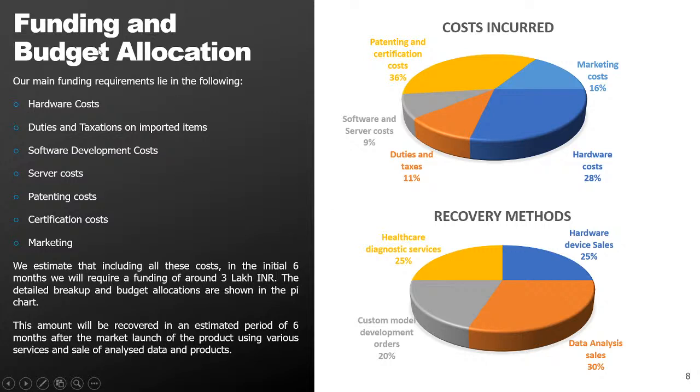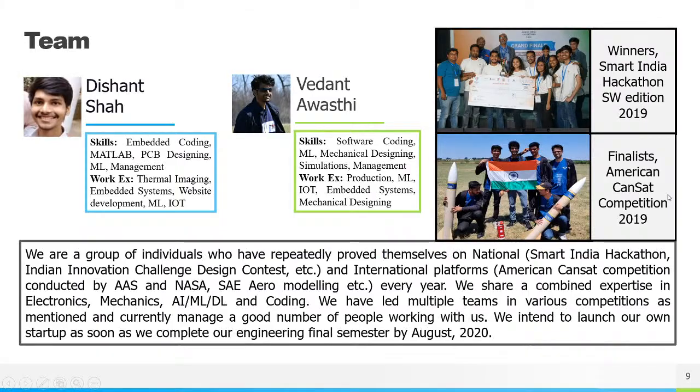This is what our cost incurred and recovery method pie charts look like. As I mentioned earlier, the hardware costs and the patenting costs are the main costs that will be incurred. We intend to recover these costs through our data sales and data analysis sales, so we are trying to develop our own data set. We intend to recover mainly using that, and hardware devices and the service models will be the other sources of income.